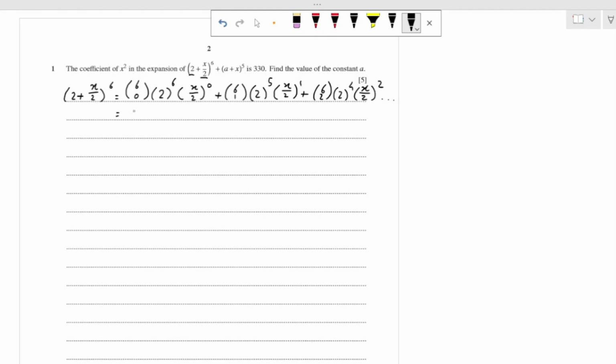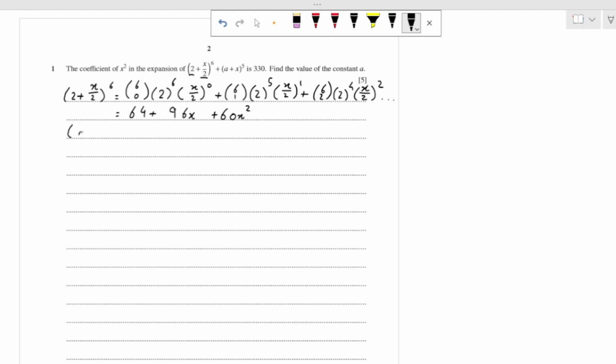So we can then simplify it. 6C0, we can place it in our calculator, 6C0, we get 1. So when you simplify this, you'll get 64 as your first term. Then when we simplify the second one, we get 96x, and lastly 60x squared. That's the first bracket done.